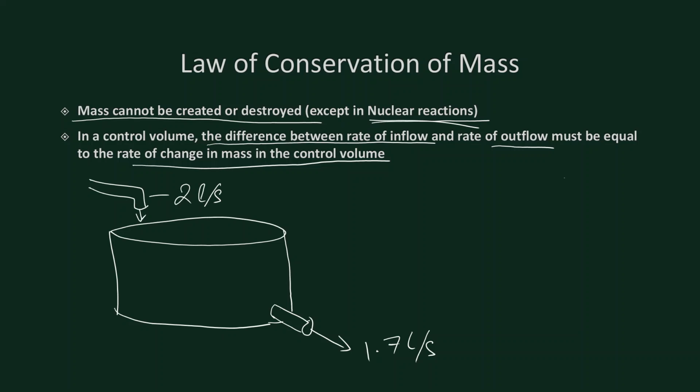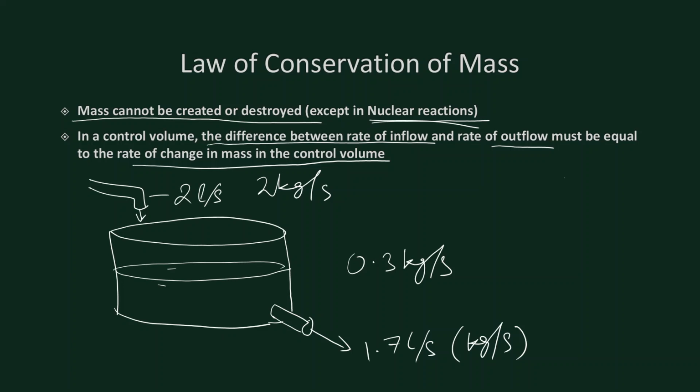Now, if we want to talk in terms of mass instead of volume, then it would be 2 kg per second, and this will be 1.7 kg per second. Now, what is the difference between this inflow and outflow? It is 0.3 kg per second. So that means, suppose the total storage in this container is about 10 liters, or maybe 20 liters, every second, with this rate of inflow and outflow, the total storage in this container will increase by 0.3 liters or 0.3 kg.